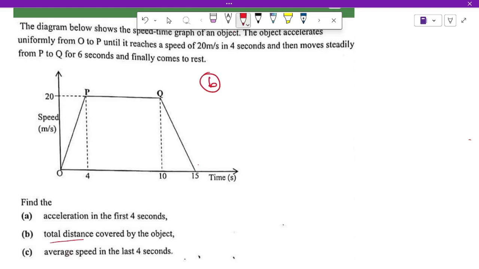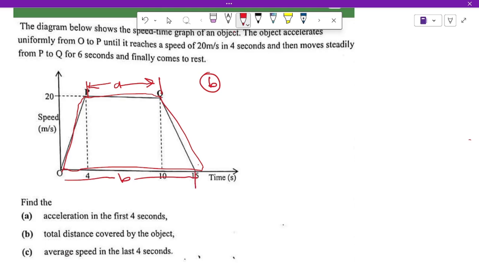Calculate the total distance covered by the object. Total distance simply means the distance for the entire shape. So what shape are you seeing? This is a trapezium. It goes there, and then there, comes down here and then down there. So our A is this distance from there to there, like that. This will be our A. And then our B will be the distance from there all the way up to here.